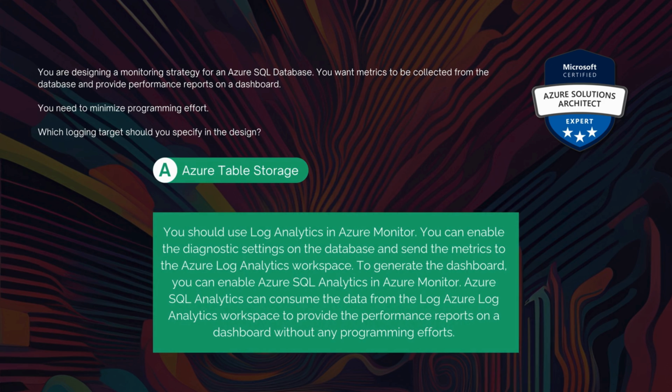The correct answer is letter D, Azure Log Analytics. You should use Log Analytics in Azure Monitor. You can enable the diagnostic settings on the database and send the metrics to the Azure Log Analytics workspace. To generate the dashboard, you can enable Azure SQL Analytics in Azure Monitor. Azure SQL Analytics can consume the data from the Azure Log Analytics workspace to provide the performance reports on a dashboard without any programming efforts.